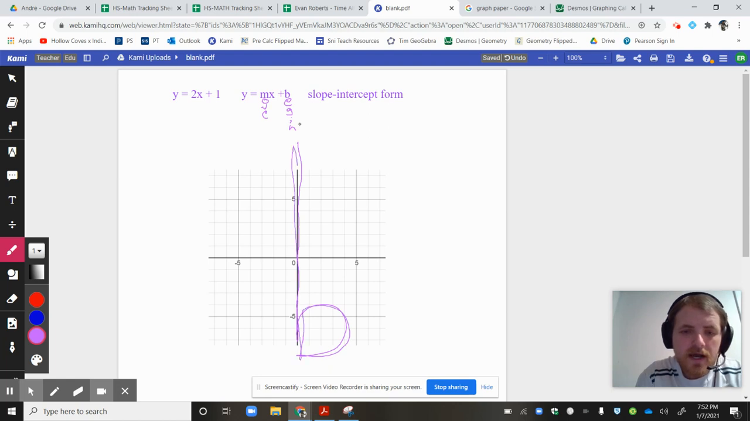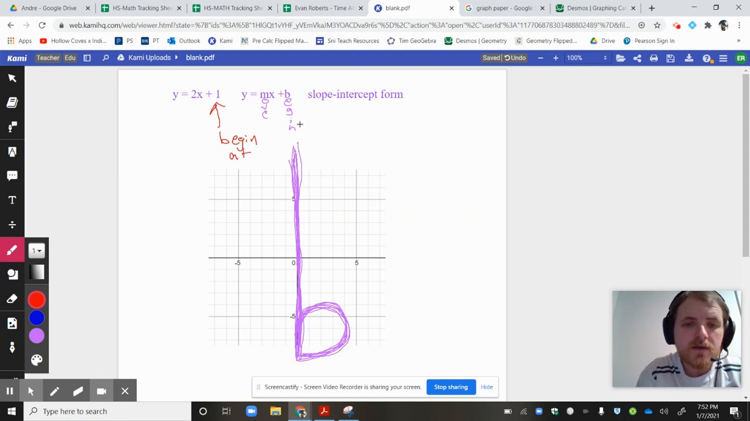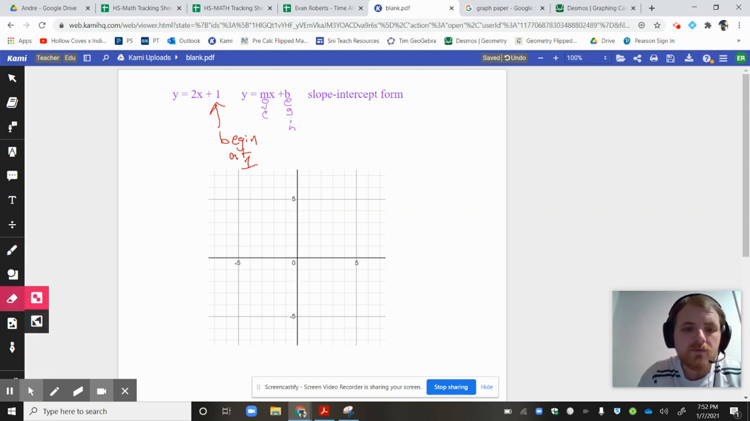So if I have my graph right here, the B is looking like this. The B is on the y-axis. Remember, the y goes up and down, and whatever is in the spot of the B is going to be somewhere on this straight up and down line. So my B value is 1. It's in the place of B, so that tells me to begin at 1. So I'm going to put a big point at 1. That tells me where to begin.